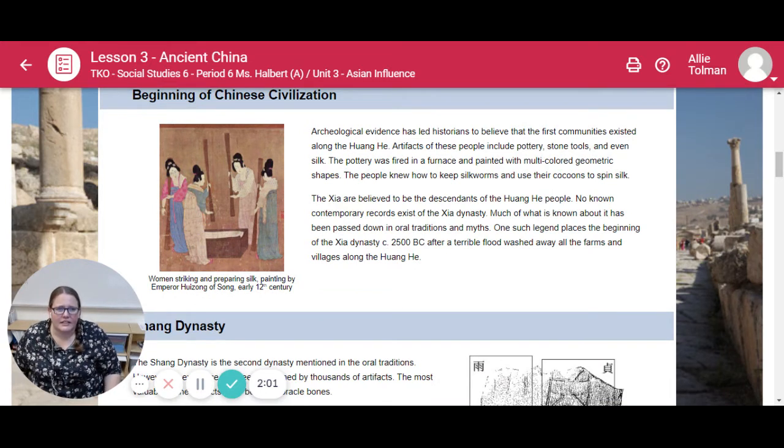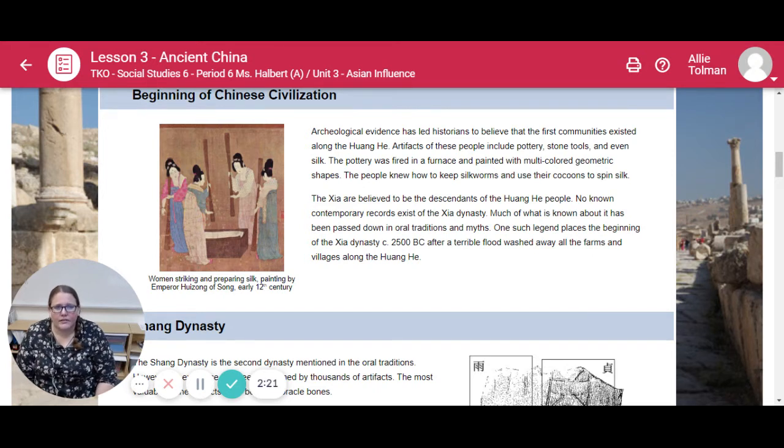Archaeological evidence has led historians to believe that the first communities existed along the Huanghe. Artifacts of these people include pottery, stone tools, and even silk. The pottery was fired in a furnace and painted with multicolor geometric shapes. The people knew how to keep silkworms and use their cocoons to spin silk.